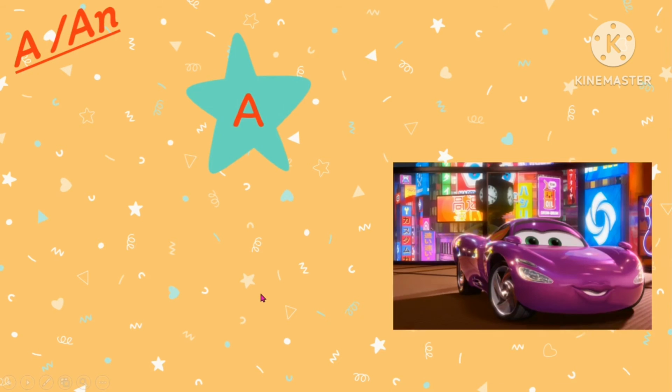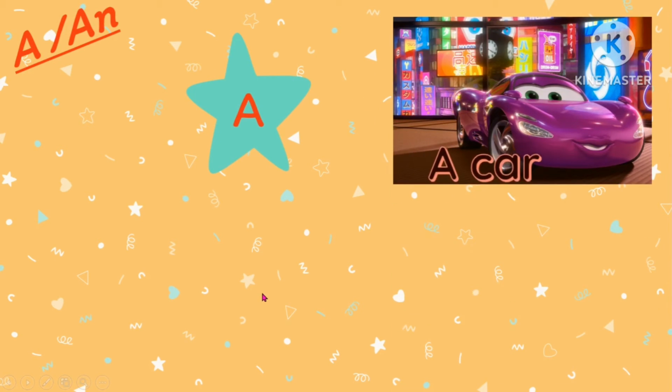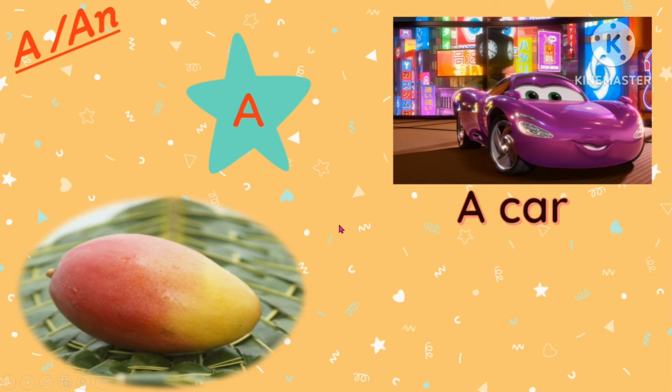The rest of the words that start with a consonant will take only a. And a or an means one. So if I say a car, it means one car, a mango means one mango, a desk means one desk.